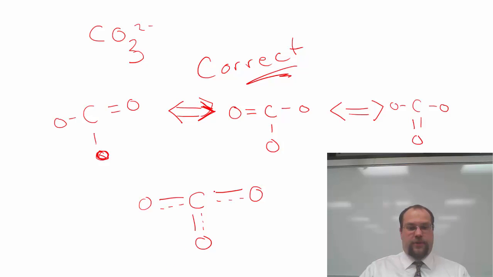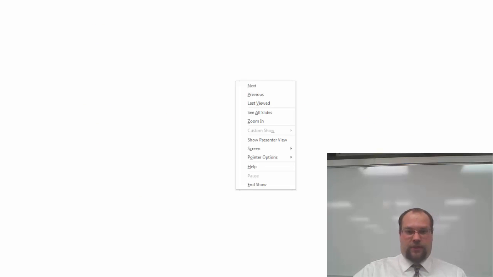So it looks something like this, where they would each almost have 1 1/3 bonds, not a full one. They would be stronger than a single bond, but weaker than a double bond. They'd be kind of in between. So it's important to realize a couple of key concepts here.